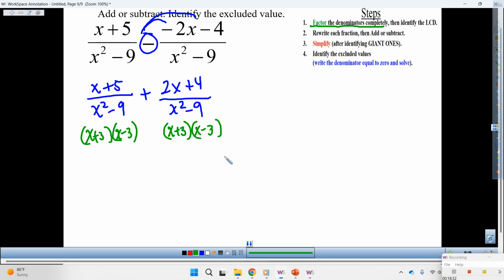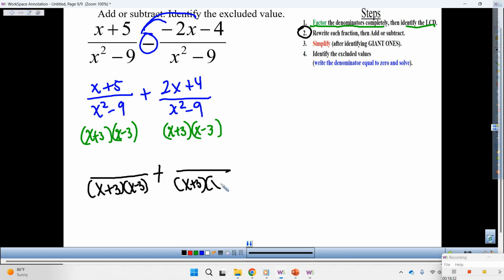All right. Since we do have a common denominator, now we just rewrite each fraction with these denominators. So I got x plus 3, x minus 3, and x plus 3, x minus 3. My numerator is x plus 5, and the other one is 2x plus 4. So we rewrote it. Now we're going to add, since we already did the switch from subtraction.